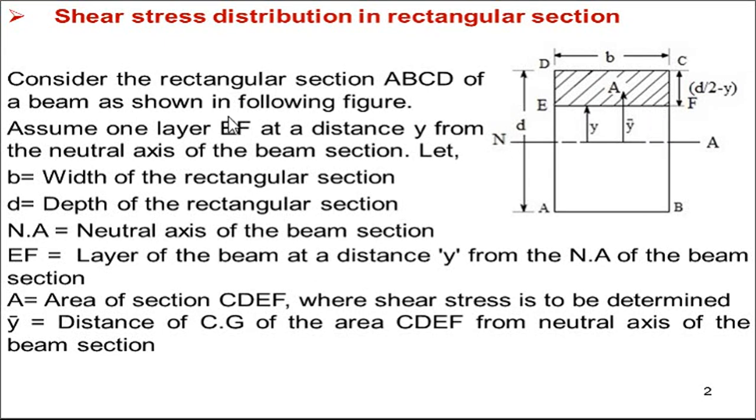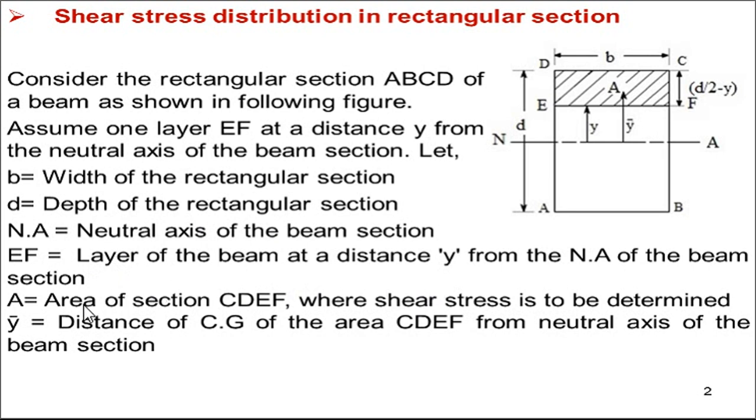So let us consider a rectangular section ABCD, a beam as shown in the figure. Assume first of all the layer EF at a distance y from the neutral axis. First of all we have to consider one layer in the section. In the figure you can see EF is the layer which is at a distance y from the neutral axis. Small b is the width of the rectangular section, small d is the depth of the rectangular section, NA is the neutral axis of the beam, and EF is the layer of the beam at a distance y from the neutral axis.